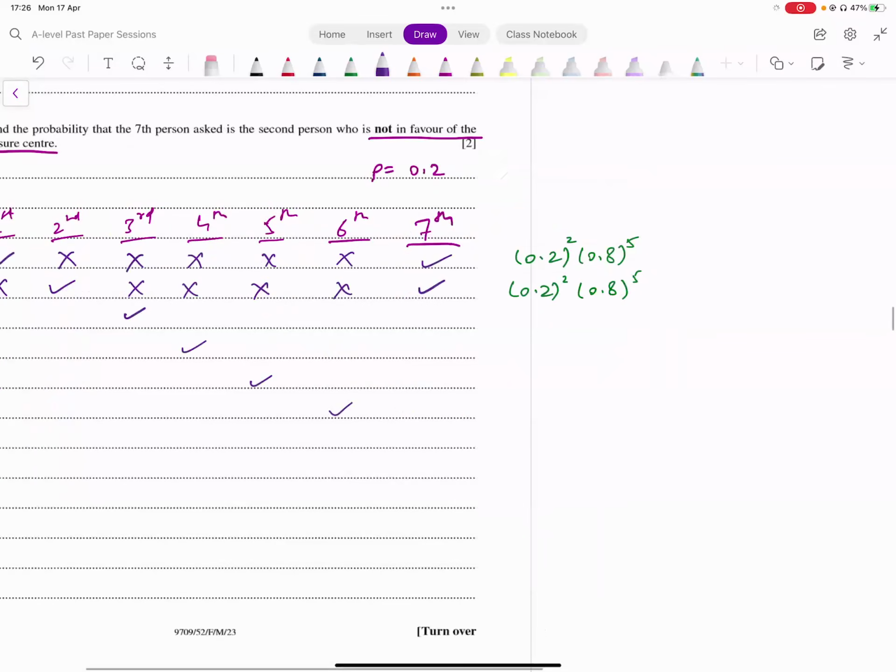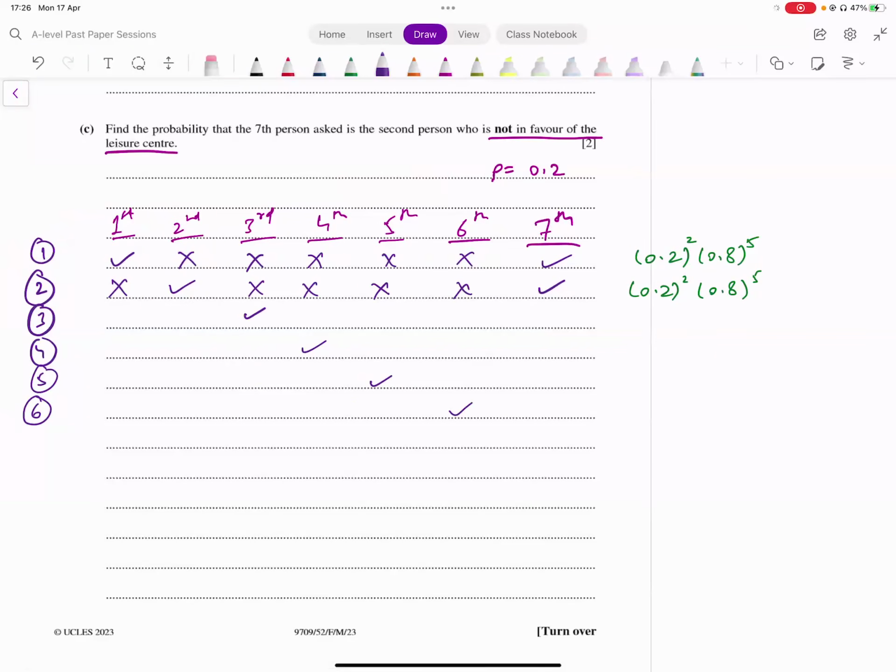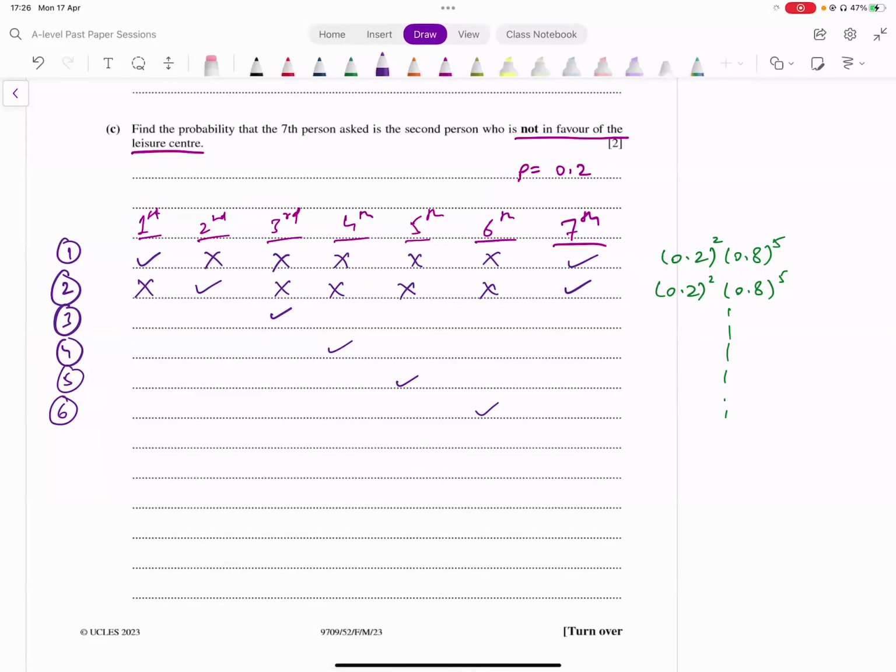So all you have to do is, this one probability that you have, 0.2 raised to power 2 into 0.8 raised to power 5, you have to add it 6 times, because there are 6 possible cases like that, right? Okay? So you have to add 6 times. That's the same thing as saying you just multiply it by 6, and that will give you the required result.